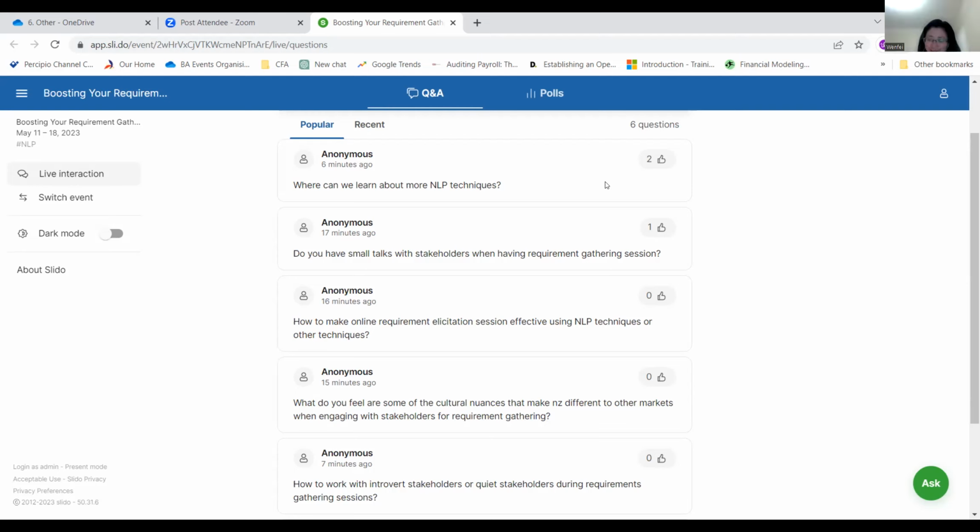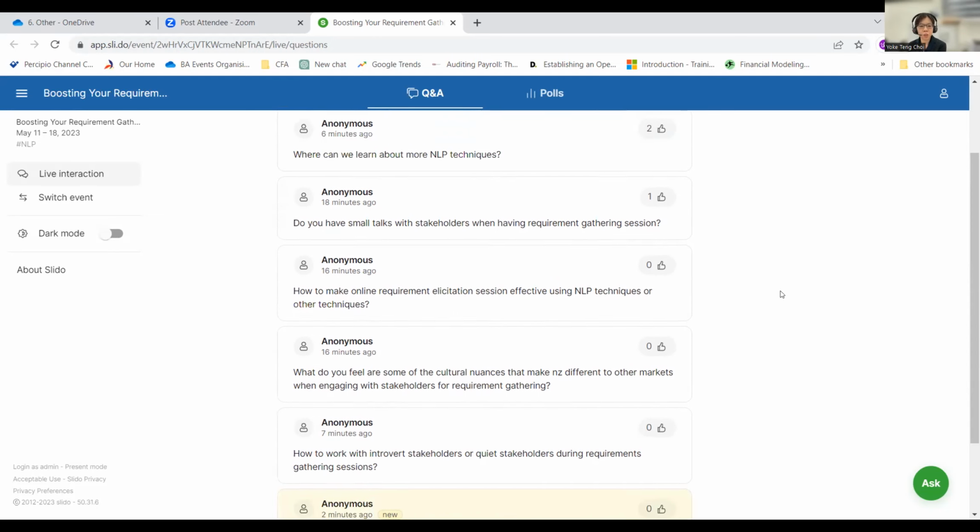Thank you, Yuki, for this information. Yes, quite challenging. So I think in a word, just build a rapport, spend a bit more time with this kind of stakeholders, and build a mutual trust. So I think the next one is, where can we learn about more NLP techniques?